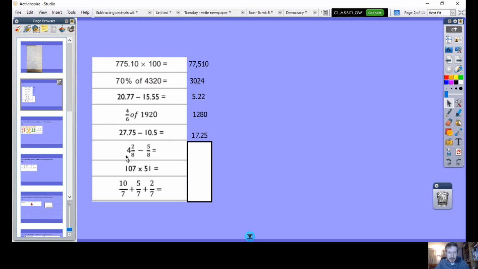So you need to turn 4 2/8 into an improper fraction. So think about the 4 wholes. Each of those wholes is 8/8. So 4 lots of 8/8. So 4 times 8 is 32. Then add another 2 onto that, and you got 34. And then take away the 5, and you end up with 29/8. 107 times 51. 5,457. 10 sevenths, add 5 sevenths, add 2 sevenths, 17 sevenths.